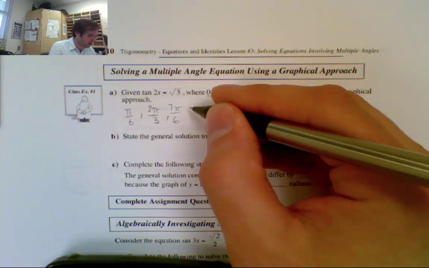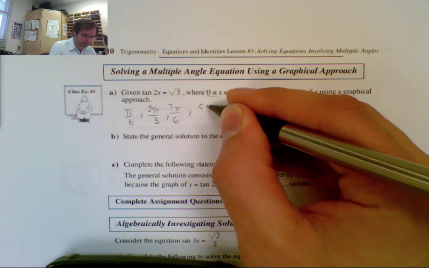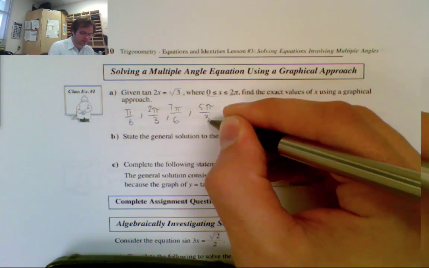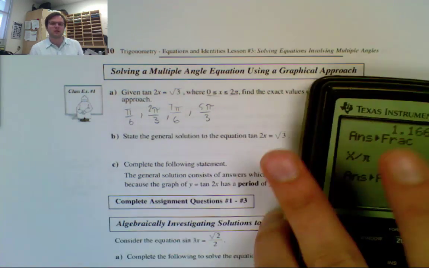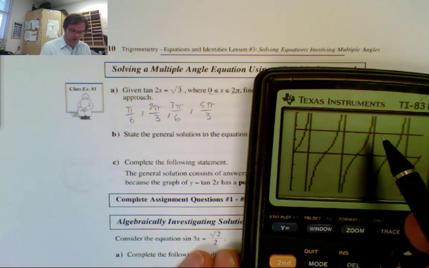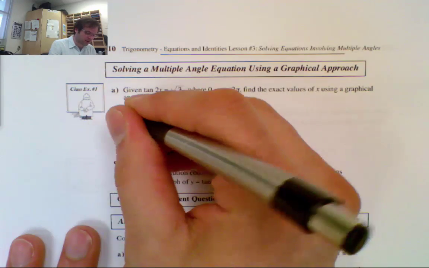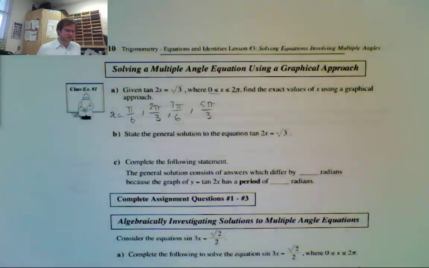And if I did that a couple more times, I'm going to get pi over 6, and I'm going to get 7 pi over 6, and my last one, because there's 4 of them, is going to be 5 pi over 3. Okay? So those are all of them, because just double check, I have 4 intersections: 1, 2, 3, 4. And these are what my x values are for those intersections.